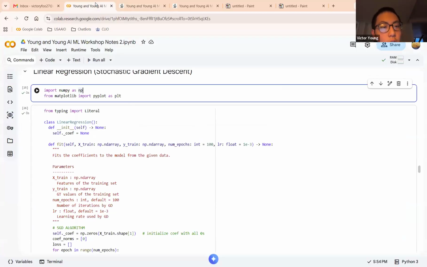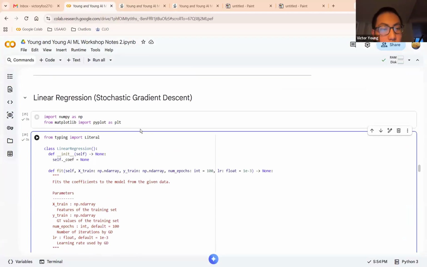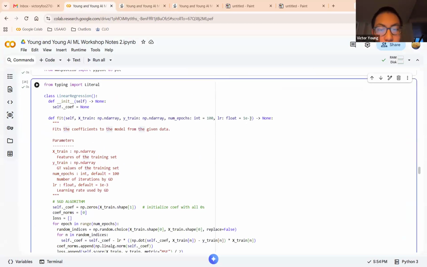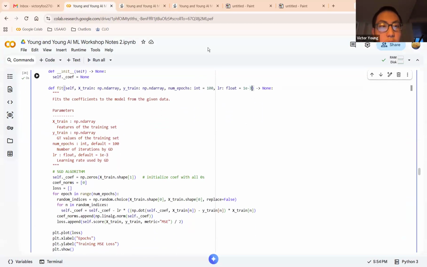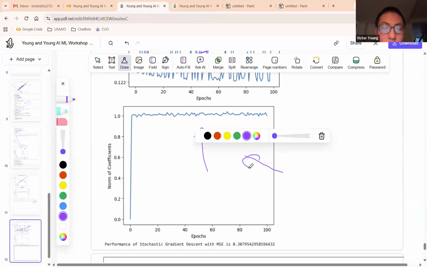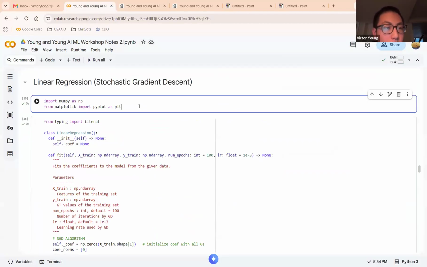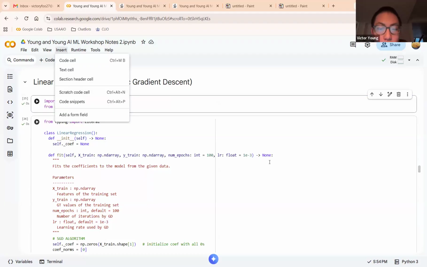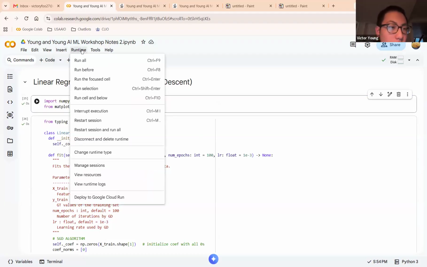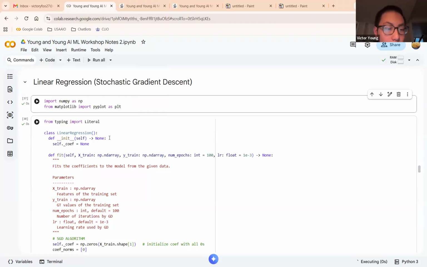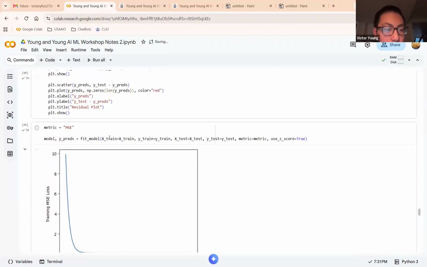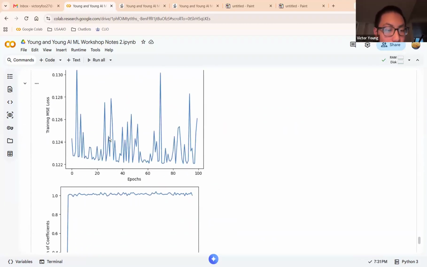So here's the Colab notebook. I want to show you what happens when we decrease the learning rate, because I just said the learning rate for this case is a little bit too high. Right now I'm just going to run it all with 1 times 10 to negative 3. Okay, it just ran. You can see it's the same plots right here.